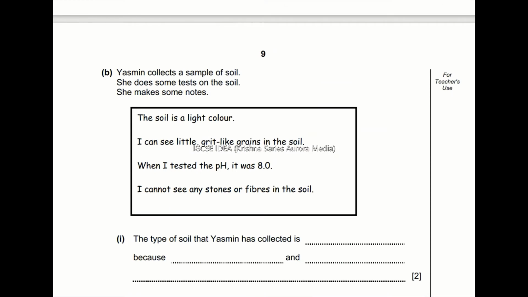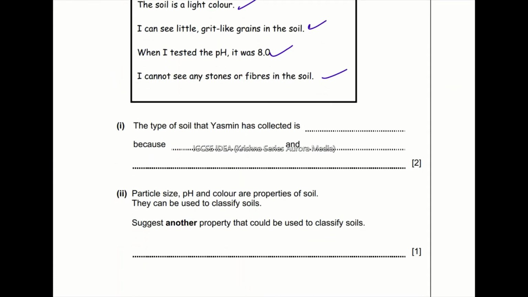B. Yasmin collects a sample of soil. She does some tests on the soil. She makes some notes. The soil is light in color. I can see little grit-like grains in the soil. I tested the pH, it was 8. I cannot see any stones or fibers in the soil. Okay. The type of soil that Yasmin has collected is dash, because dash and dash dash.